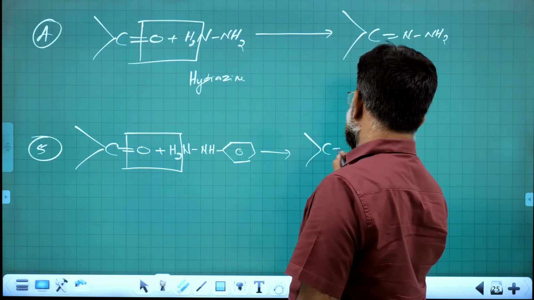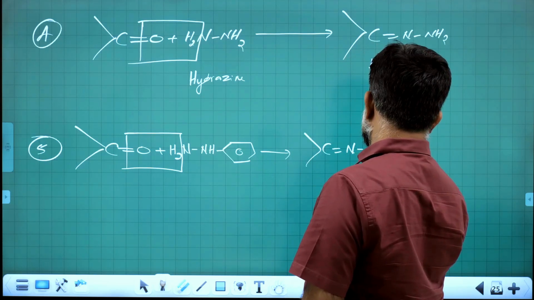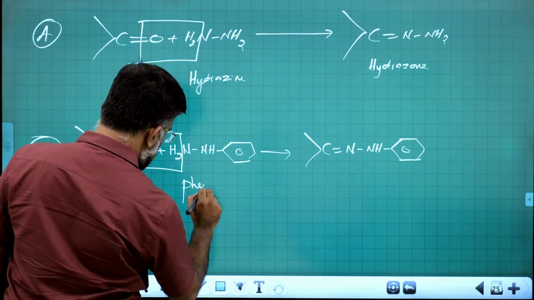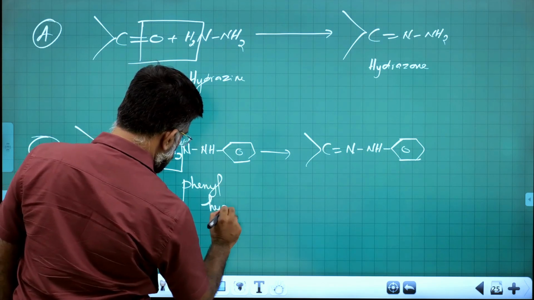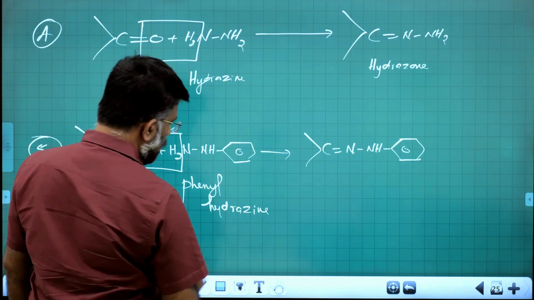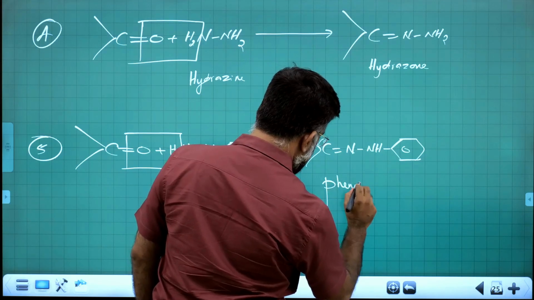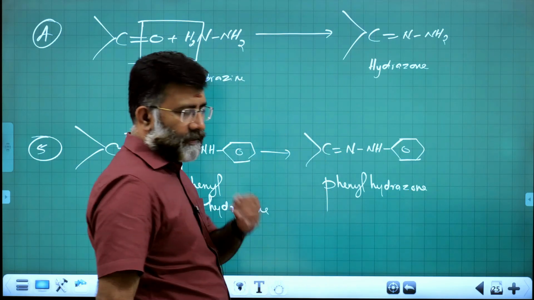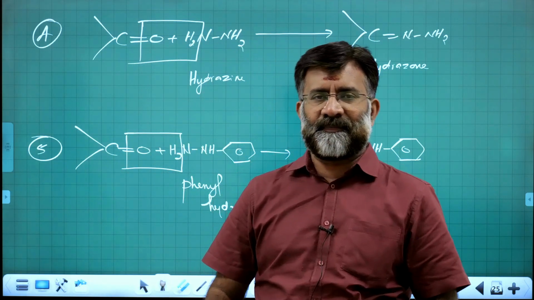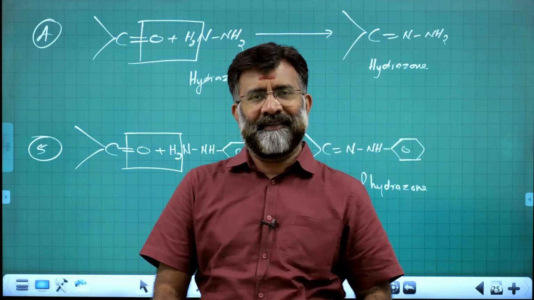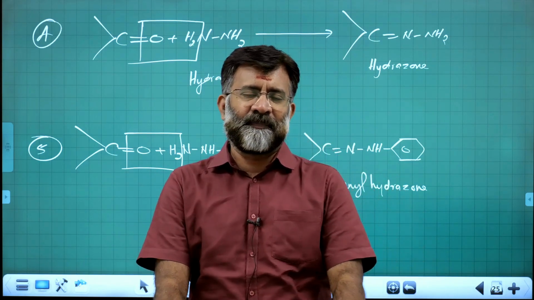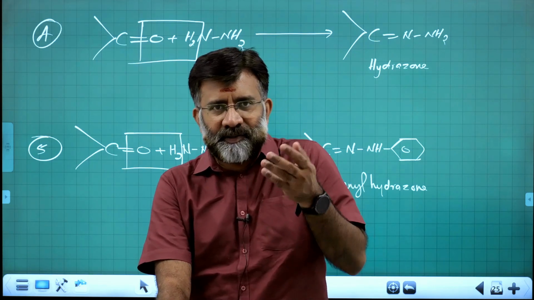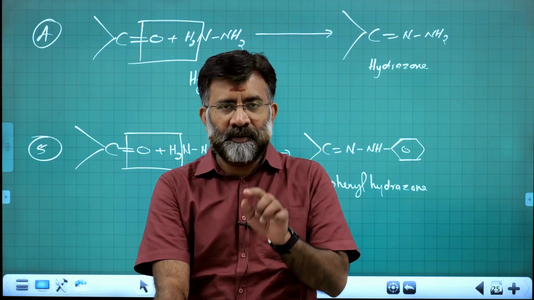So what is the product obtained here? It is C double bond N NH benzene ring. This is phenylhydrazine. And what is the product obtained? Phenylhydrazone. Phenylhydrazine gives phenylhydrazone. Ammonia gives imine. Amine gives substituted imine. Hydroxylamine gives oxime. Hydrazine gives hydrazone. Phenylhydrazine gives phenylhydrazone.